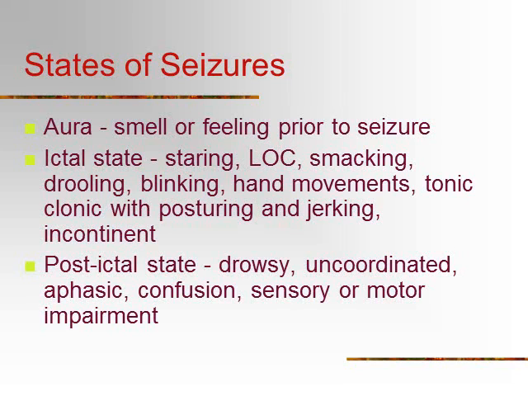Then there's the ictal state, when the symptoms of the seizure happen, which might be staring, like an absent seizure, a change in level of consciousness. They might do some lip smacking, drooling, blinking, hand movements, tonic-clonic with jerking, or they might become incontinent. So that's the active stage of the seizure. And then the post-ictal state is after the seizure, when they are drowsy, uncoordinated, aphasic, confused. So it's when they're recovering from the seizure.